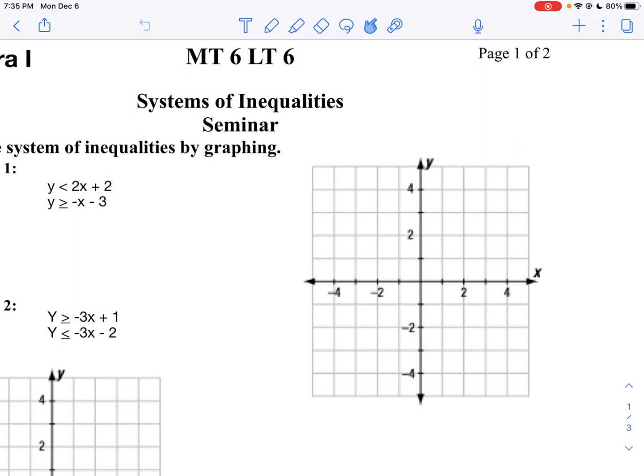So I'm just going to graph my first inequality. It says y is less than 2x plus 2. So let's graph that. I know my y-intercept is 2. I know I go up 2 and over 1, or I could go down 2 to the left 1. I notice there is no line underneath my inequality sign, so my boundary line is going to be a dashed line. Colored pencils come in handy here because it's less than. I'm going to shade below my dashed line.